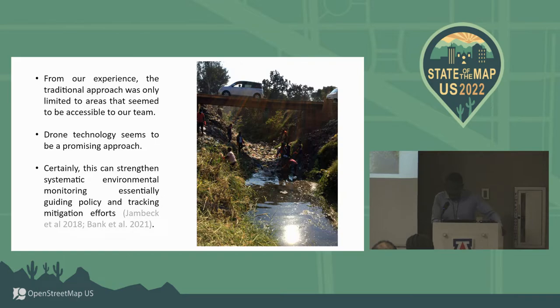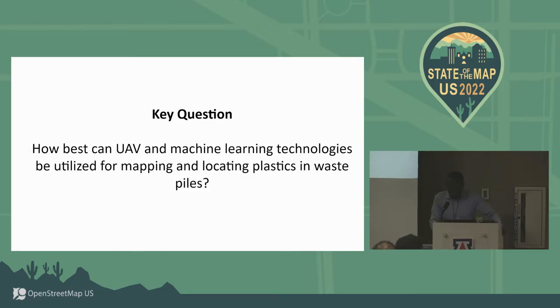So, for example, here, the whole river is full of waste. So we realized that drone technology is a promising technology. If we bring in drone technology, this can actually strengthen the efforts of monitoring the impacts of the policies and strategies that we put in place, particularly to combat the problem of waste management. So this was our key question: how best can we integrate UAV technology and machine learning, particularly for locating these waste piles in the community?